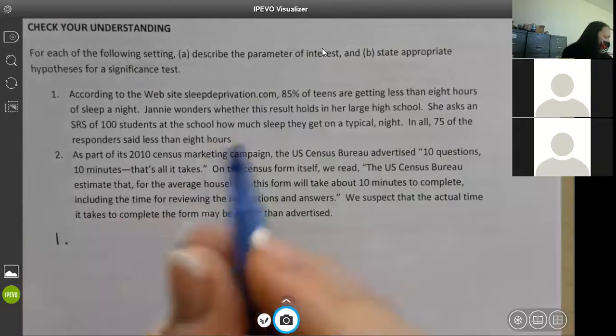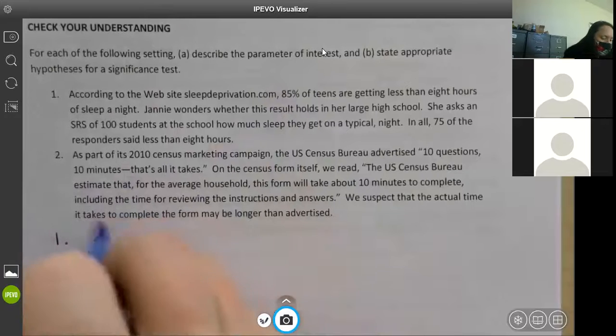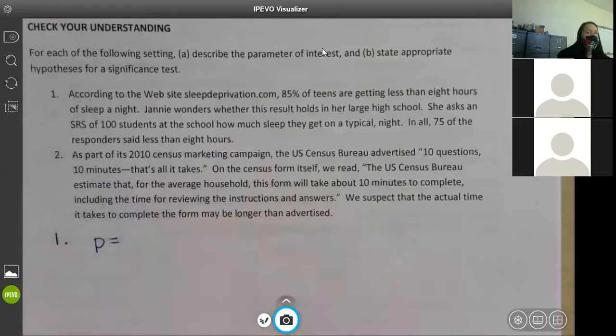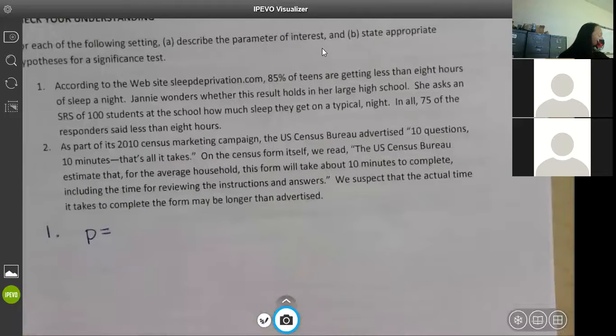So we're going to start with that one. The first thing we're going to do is define our parameter. Our parameter is going to be P because it's a proportion, 85%.